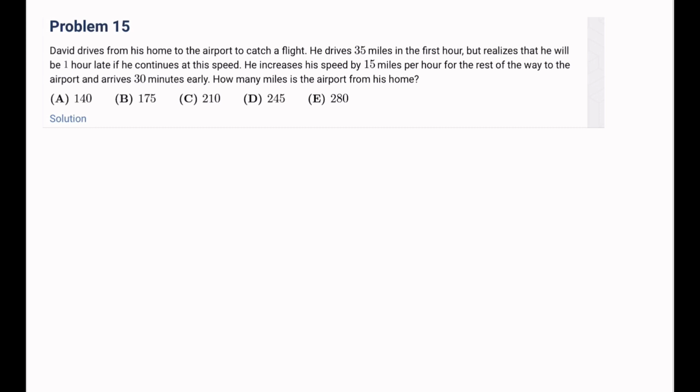Number 15. David drives from his home to the airport to catch a flight. He drives 35 miles in the first hour, but realizes that he will be 1 hour late if he continues at this speed. He increases speed by 50 miles per hour for the rest of the way to the airport and arrives 30 minutes early. How many miles is the airport from his home?